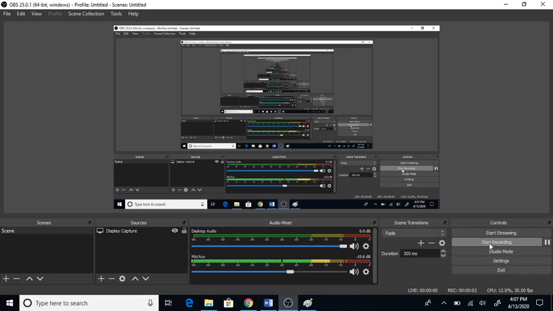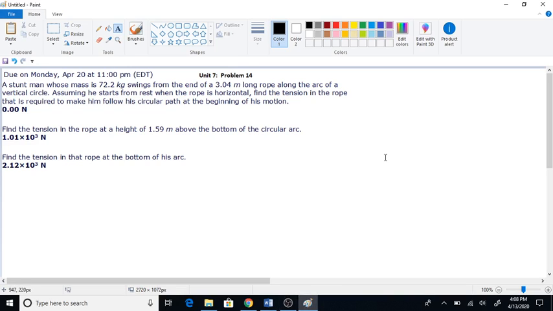Okay, I'm going to finish up problem 14, the swing, real quick, physics friends. Let's just jump into it. Part 3: find the tension in the rope at the bottom of his arc.